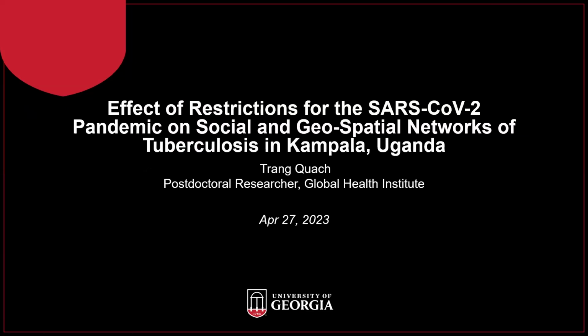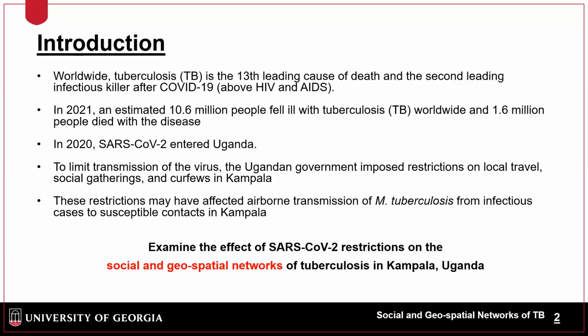I will talk about the effect of restriction for the SARS-CoV-2 pandemic on the social and geospatial network of the tuberculosis in Kampala, Uganda. TB is the 13th leading cause of death and the second leading infectious killer after COVID-19. In 2021, 10.6 million people were diagnosed with tuberculosis and 1.6 million people died with the disease.